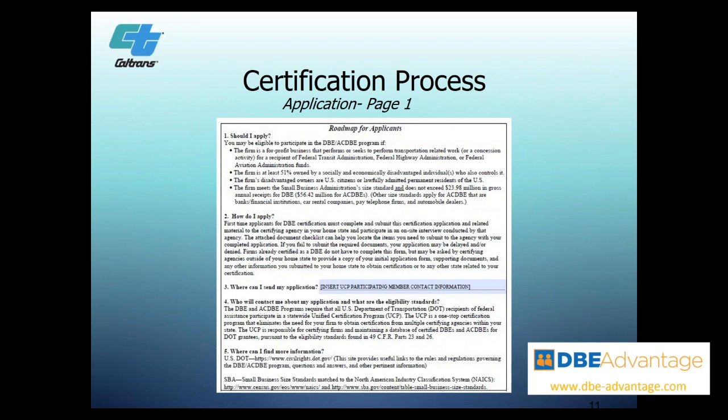So if you're looking to get certified, for example, here in Southern California, there are currently 2 certifying agencies in Southern California, which include the Los Angeles County Metropolitan Transportation Authority, also known as LA Metro, or the City of Los Angeles. These are your 2 options here. Your third option here in Southern California is to go directly to Caltrans. So you can submit your information directly to Caltrans.